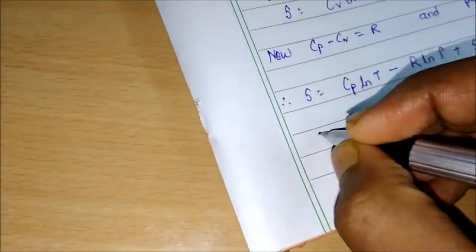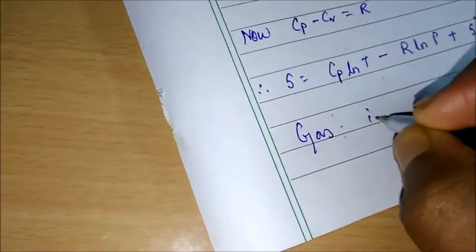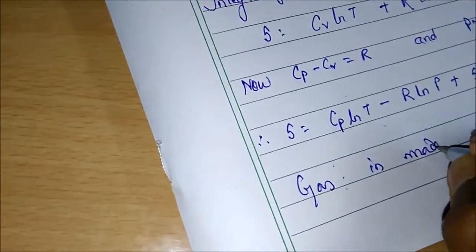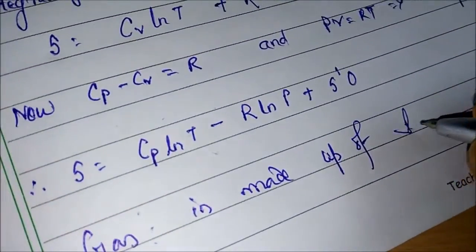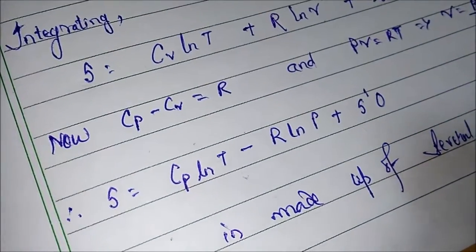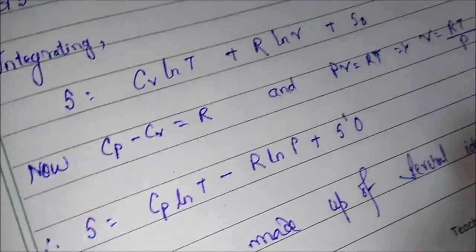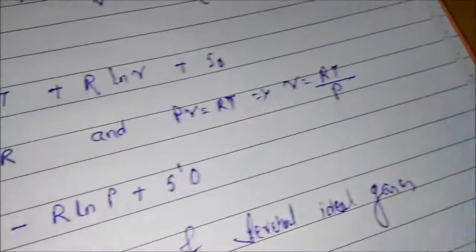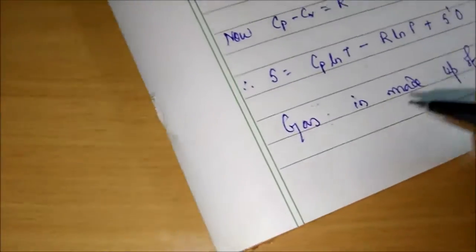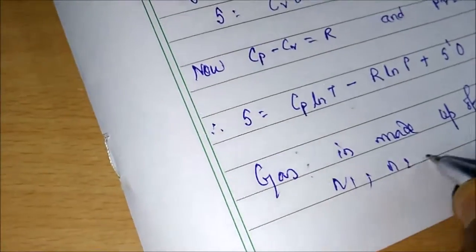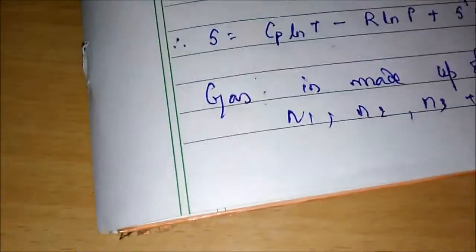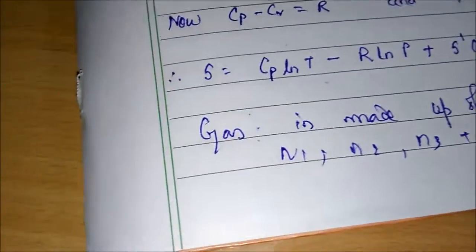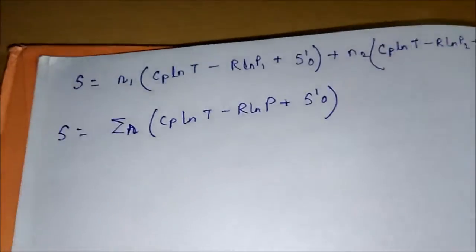S naught and S dash naught are both constants of integration. Now let us say that the gas is made up of several ideal gases. It's a mixture, and N1, N2, N3, and so on, are the amounts of moles present for each gas, N being the number of moles.